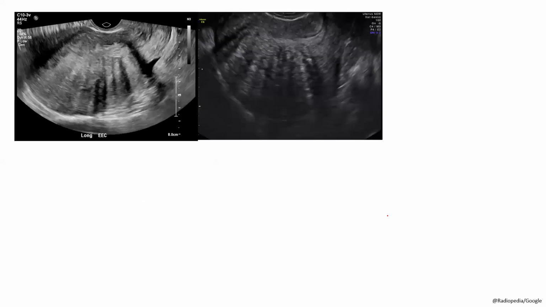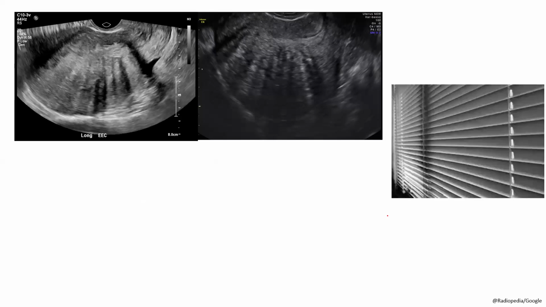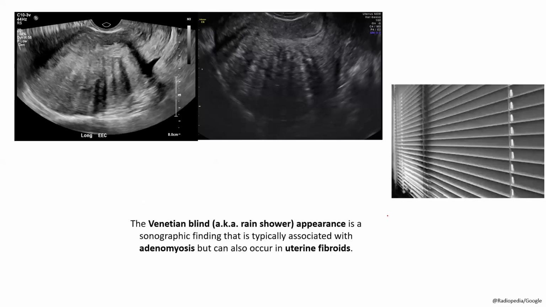Next, two different cases, but showing the same pathology. So this is ultrasound pelvis showing uterus. What kind of sign are you seeing here? It is Venetian blind appearance or rain shower appearance, which is a sonographic finding associated with adenomyosis of uterus. It can also be seen in uterine fibroids. So you can find multiple hypoechoic shadows here giving rain shower or Venetian blind appearance in a case of adenomyosis or uterine fibroid of uterus.